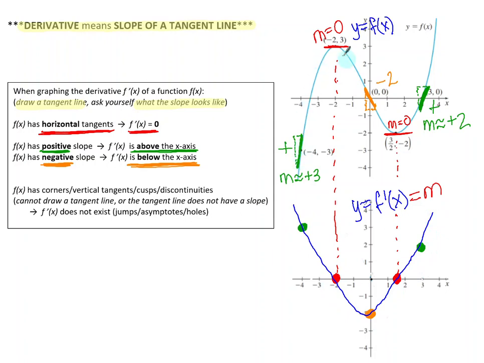Now, fortunately, we tried our first one from a smooth, curvy function where the derivative is always going to exist. But if f of x has corners, vertical tangents, cusps, discontinuities, places where either we cannot draw the tangent line or the tangent line does not have a slope, then f prime of x does not exist. There'll be jumps, asymptotes, or holes on the graph of f prime of x. Let's look more into that.